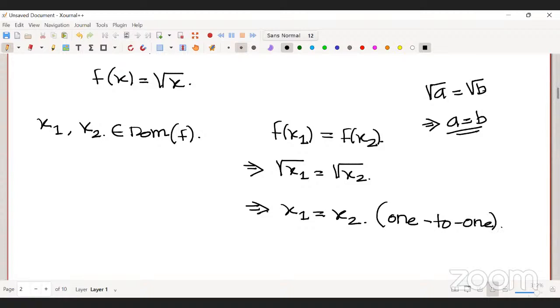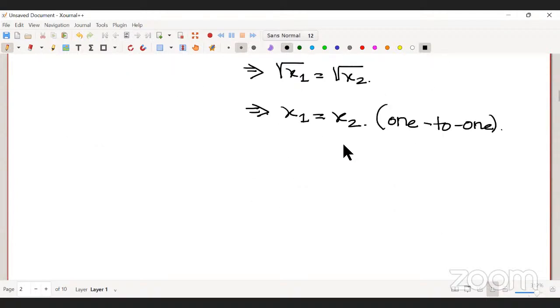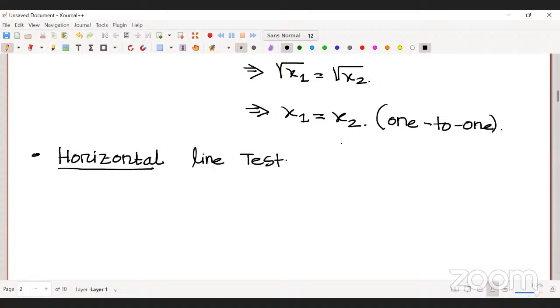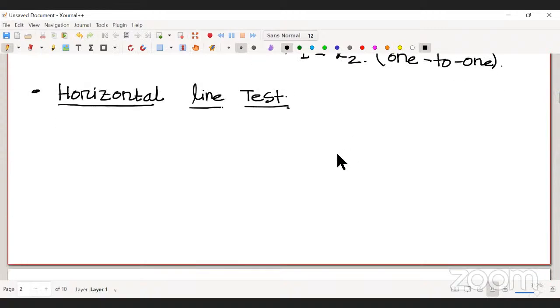So there is one more way to check graphically whether a function is 1-1 or not. That is basically called the horizontal line test. Okay, so suppose by somehow you know the graph of a function.